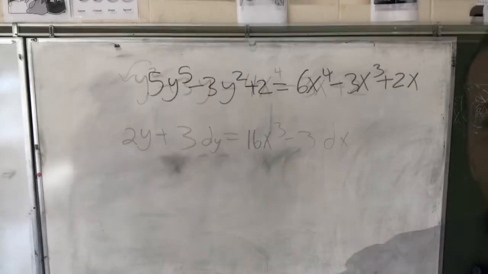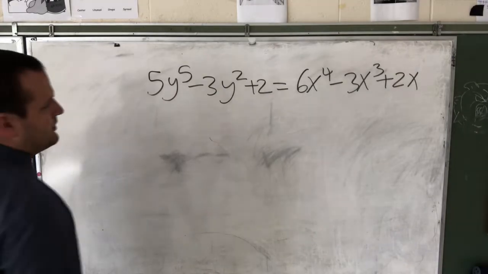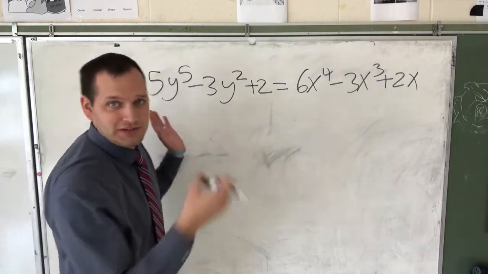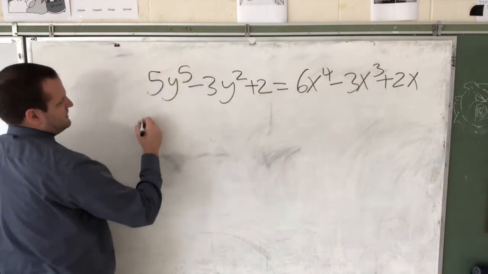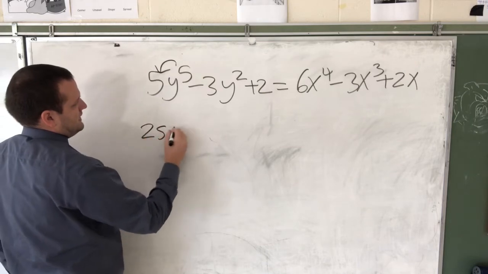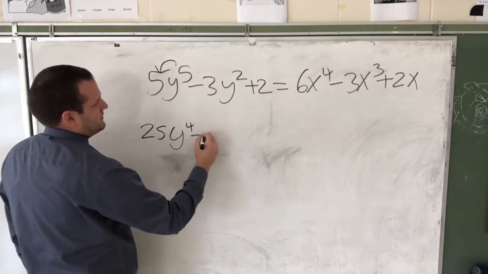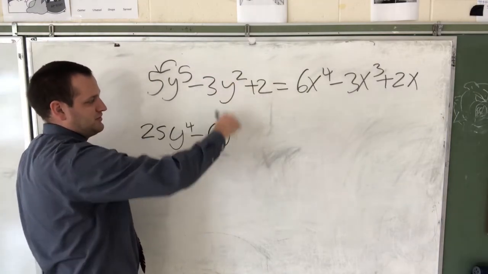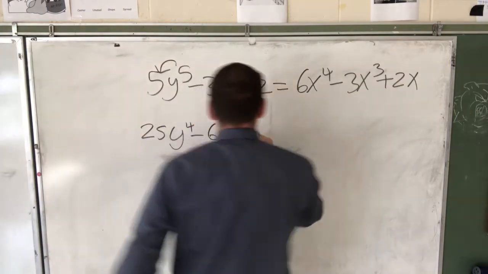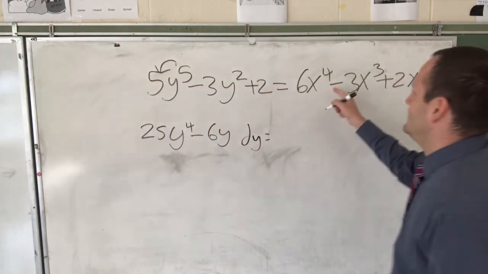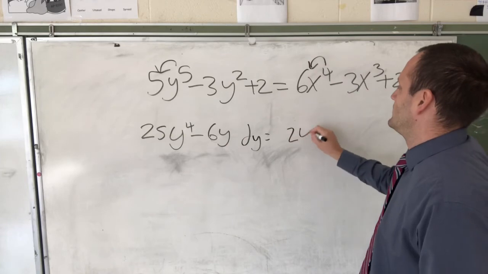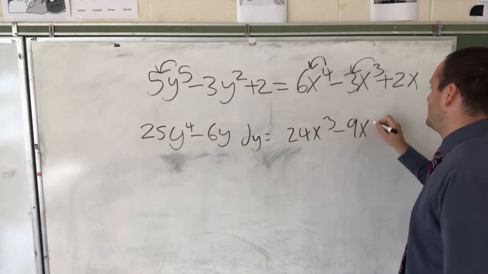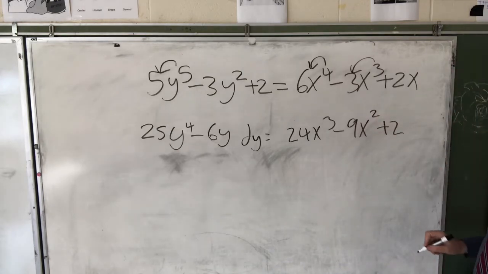Let me do another problem. I want to take the derivative here, so I'm going to start off with my y's and just move left to right, because that's how I read. Here we go. So this gives me 25y to the 4th minus 6y. I don't have to do anything because the 2 minus 1 is just 1, which is y. Don't forget the dy equals 24x cubed minus 3 times 3 is 9x squared plus 2. What's the last piece?